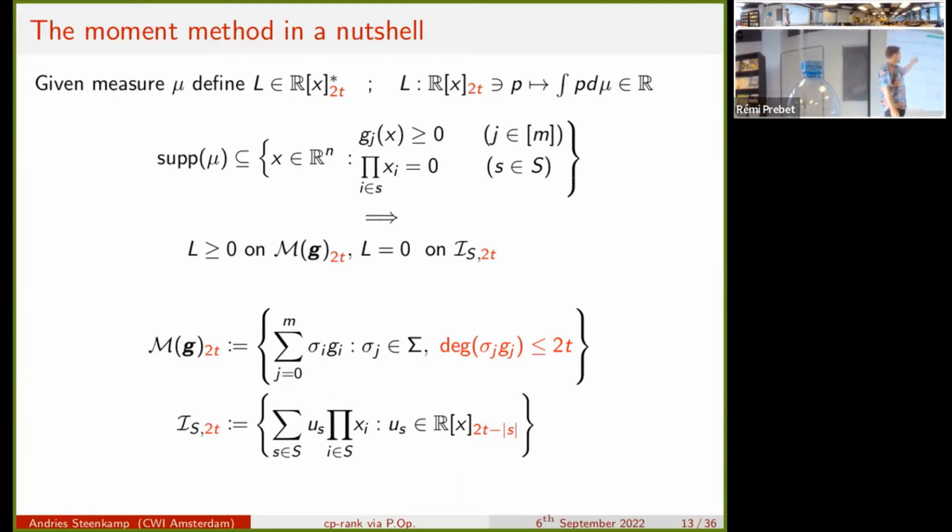Now, how do you encode support? You have your polynomial inequalities and polynomial equalities. They go to your quadratic module. L has to be non-negative on the quadratic module, and L has to be 0 on the ideal generated by these expressions. That's written here, and in red I have indicated the truncating of the degree. So you actually end up with something you can feed into the machine and punch some numbers to get some concrete, tangible results.